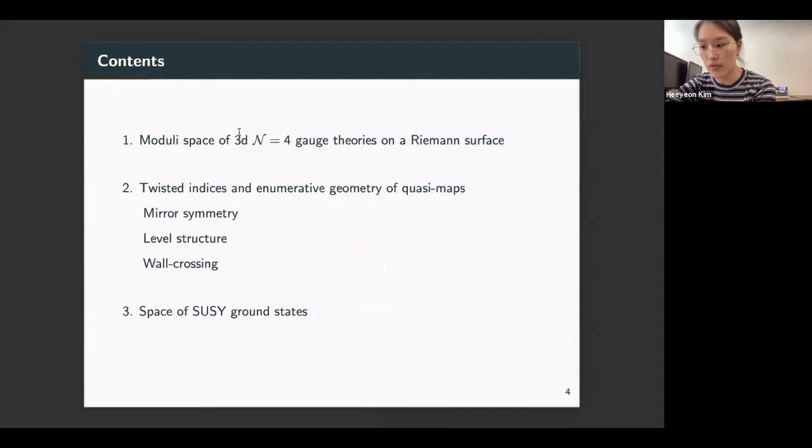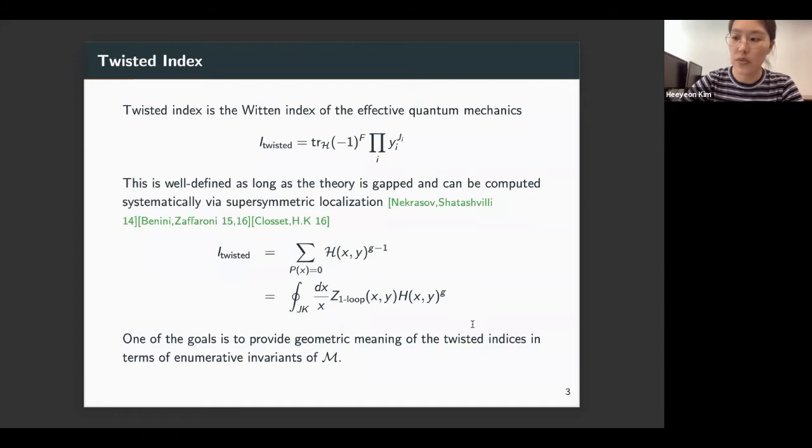And in the second part of the talk, I will first of all argue that a certain class of theories, this twisted index, computes some of the interesting invariants of the moduli space of quasi maps that I just briefly discussed, and I will show that they precisely reproduce the integral representation here of the twisted index computed from the supersymmetric localization.